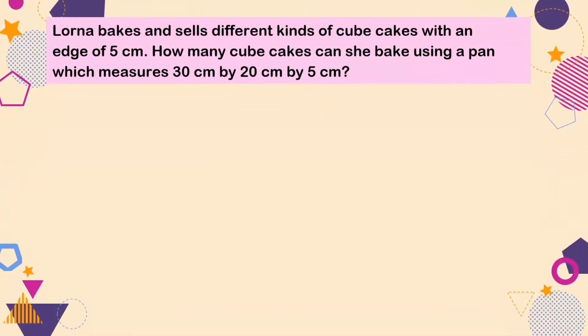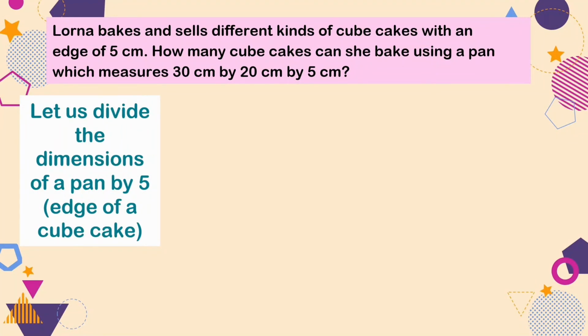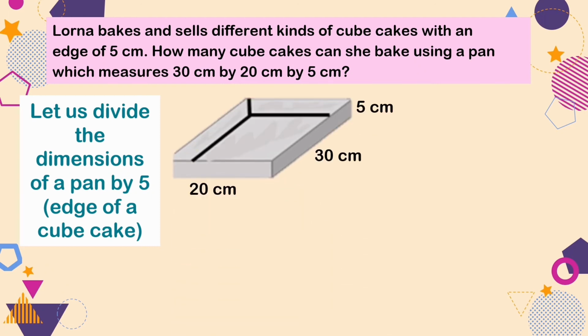Next, let us divide the dimensions of the pan by 5 because the edge of a cube cake is 5 cm. So here is the pan. Since all the dimensions of the pan are divisible by 5, we can divide them by 5 to know how many rows of cube cake we can put on the pan and how many columns and how many layers.